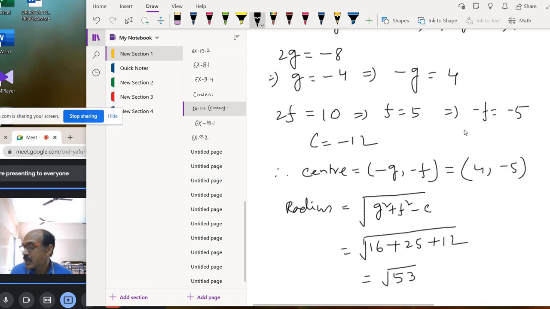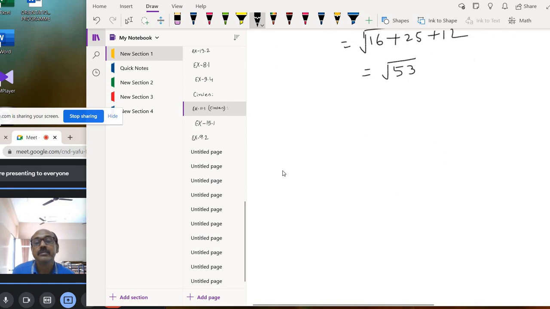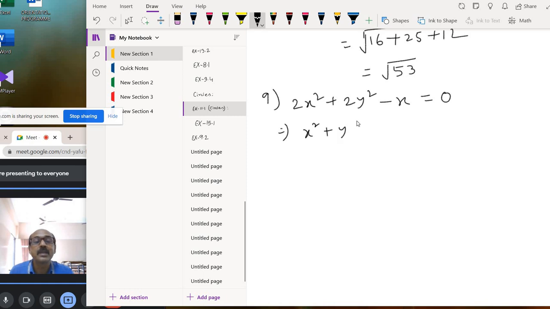Next, question number 9. 2x square plus 2y square minus x equal to 0. To make it standard form, first make the coefficient of x square and y square 1. So dividing both sides by 2, x square plus y square minus x by 2 equal to 0.